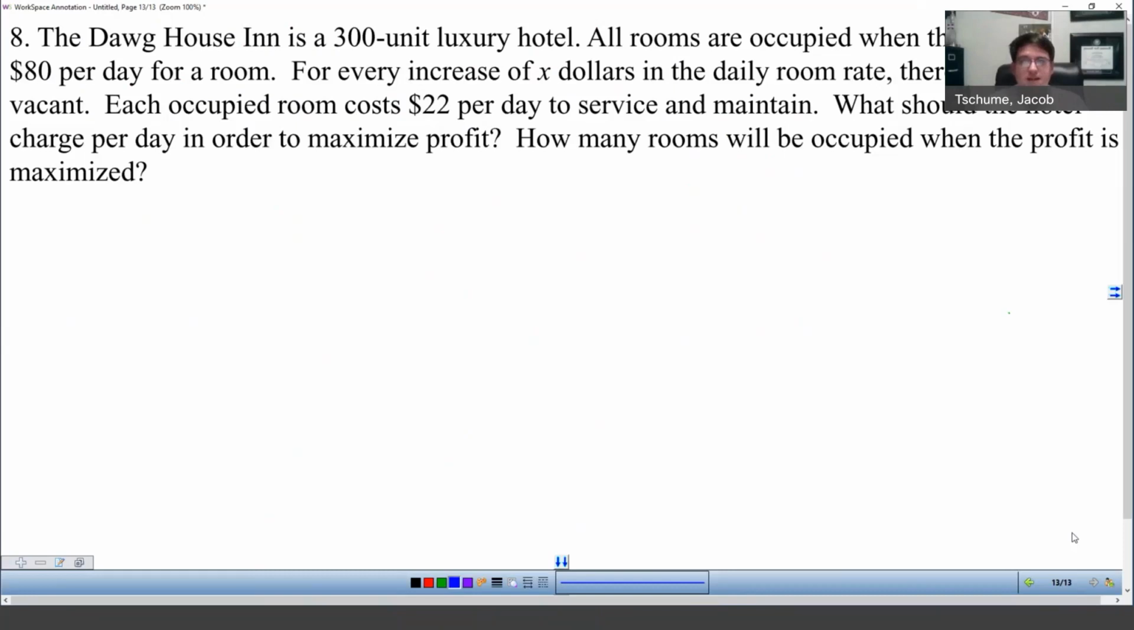You also know that each occupied room costs $22 per day to service and maintain. The question is, what should the hotel charge per day in order to maximize profit, and how many rooms will be occupied when the profit is maximized? So we have a lot of information we've got to figure out here, but as you can see at the very end, it's all about profit. So we're going to have to end up developing a profit function in order to do this problem. We don't have revenue given to us and we don't have costs, so we're going to have to figure this out ourselves.